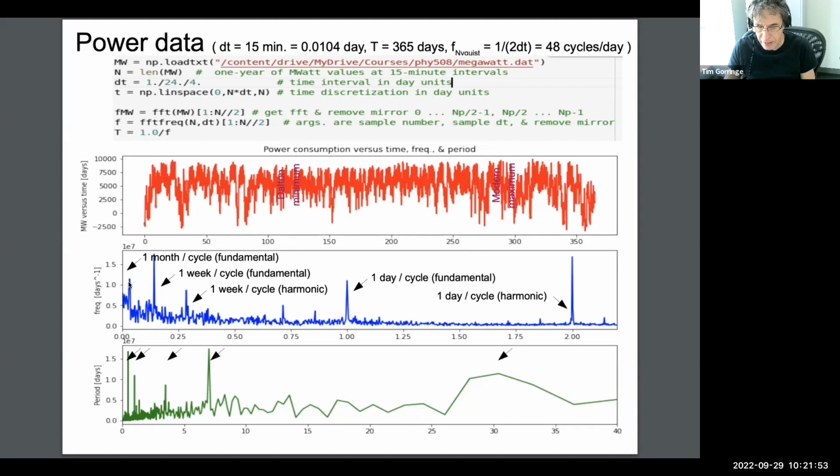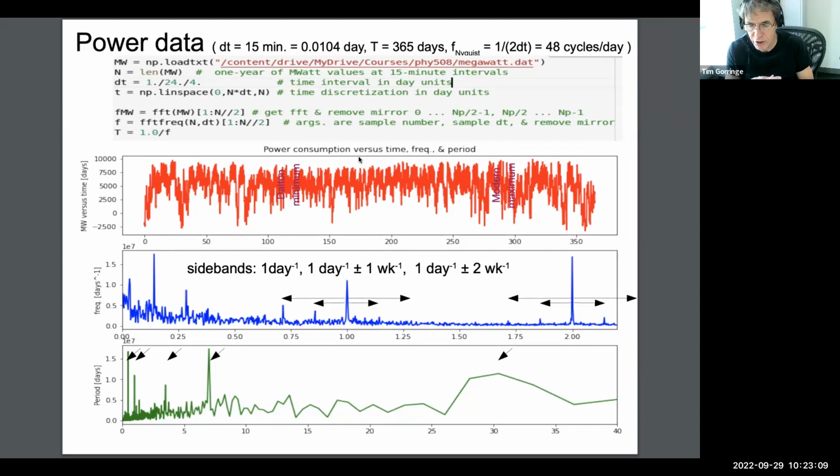It's this peak here, which corresponds to a 30-day period, corresponds to 0.033 cycles per day, which is one cycle per month. And so that too is in the data. And I really don't have a good explanation. I'd be interested in a good explanation of why that's in the data.